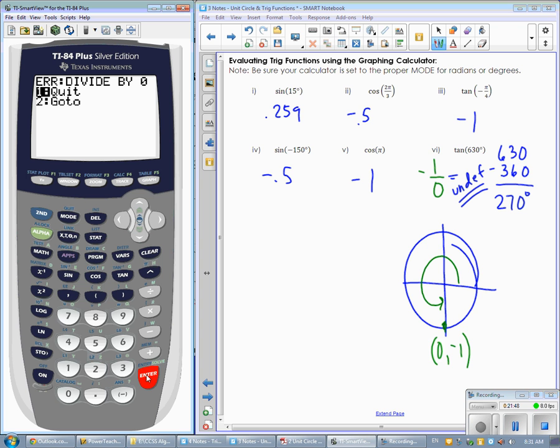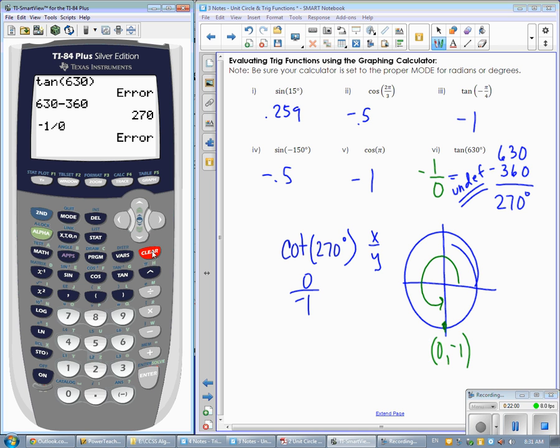That is not the same as if I wanted to find the cotangent of 270 degrees. Because the cotangent would be x over y, or 0 over negative 1. And I am allowed to have 0 in the numerator. So 0 divided by negative 1 is just 0. If I have nothing and I split it up 5 ways, no one's getting anything. So we're allowed to have 0 in the numerator of a fraction, but not in the denominator.